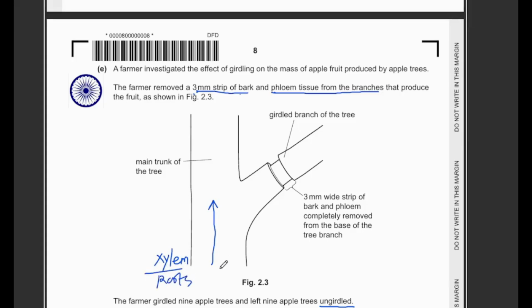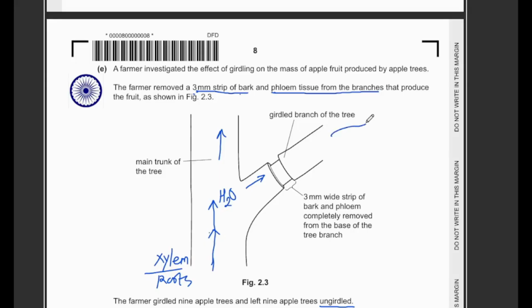Okay. So xylem is transporting water. That's fine. Water is entering towards this part as well as towards this. So here the phloem tissue of the branch that produces fruit is affected. Okay. So water is transported, with no impact on the xylem on this side also on the branch.